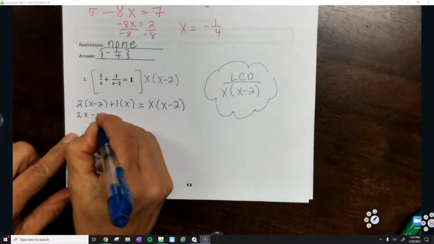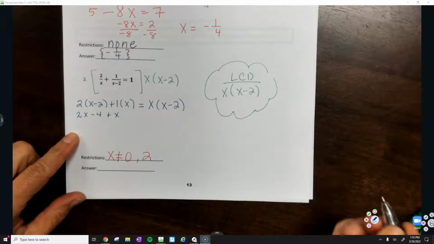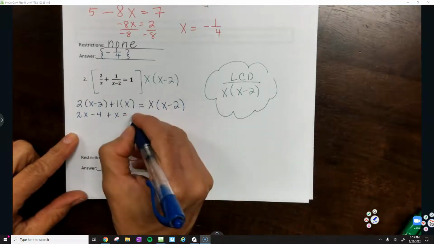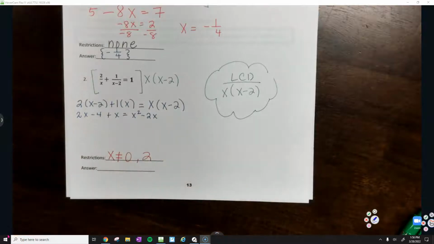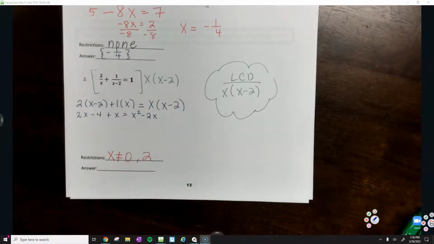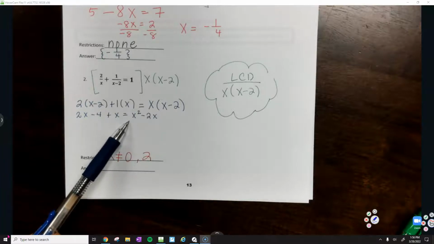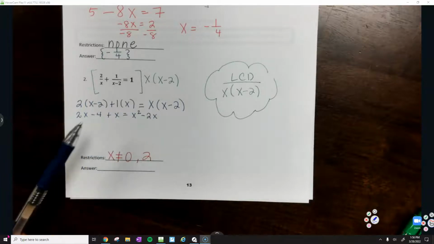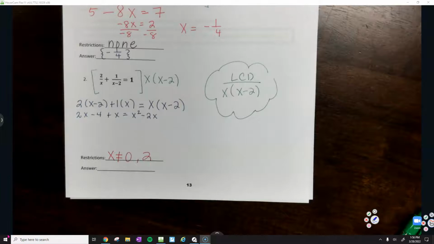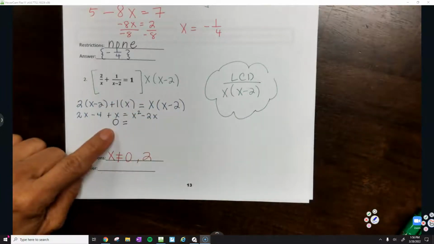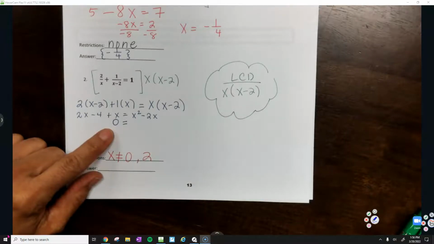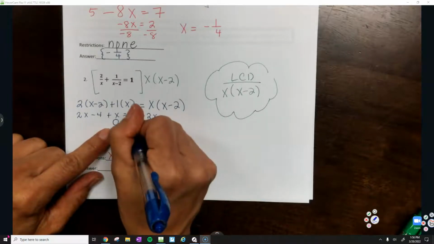So 2x minus 4 plus x. And then on the other side, it's going to be x squared minus 2x. And y'all, this is a high school problem. I know it's a high school level problem because you have x squared. So since you have x squared, it has to be set equal to 0. So guys, I'm going to write the 0 on the other side of where x squared is. I'm going to recopy x squared minus 2x.